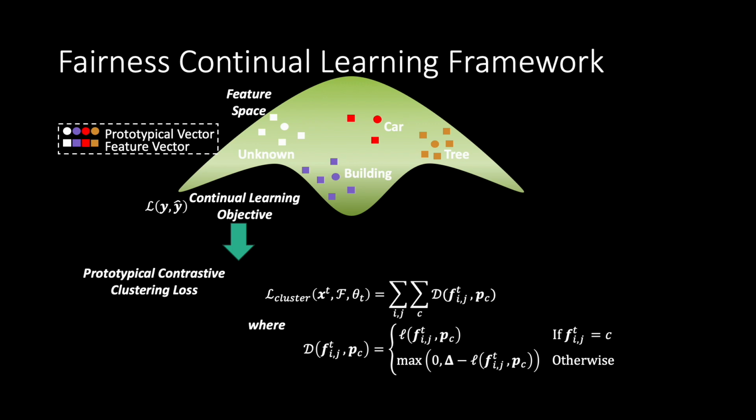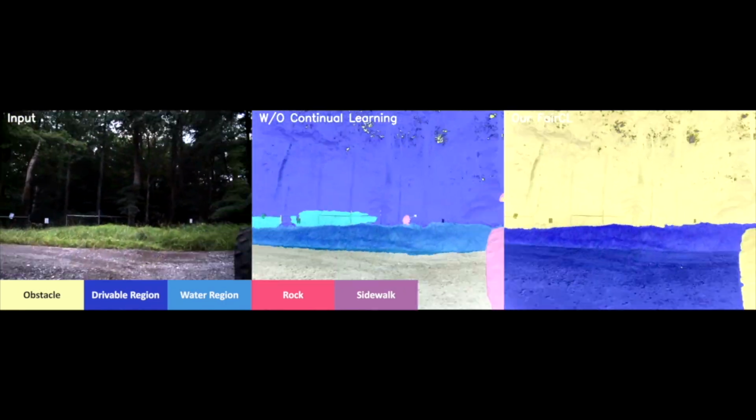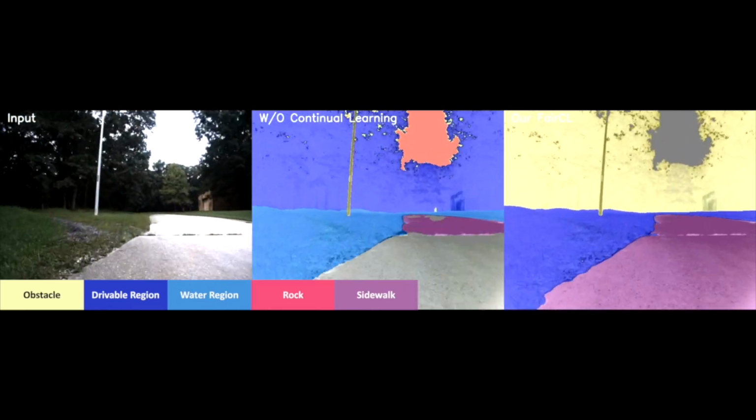Let's take a look at our results. We deploy our model in the context of off-road segmentation and compare it with the approach without continual learning.